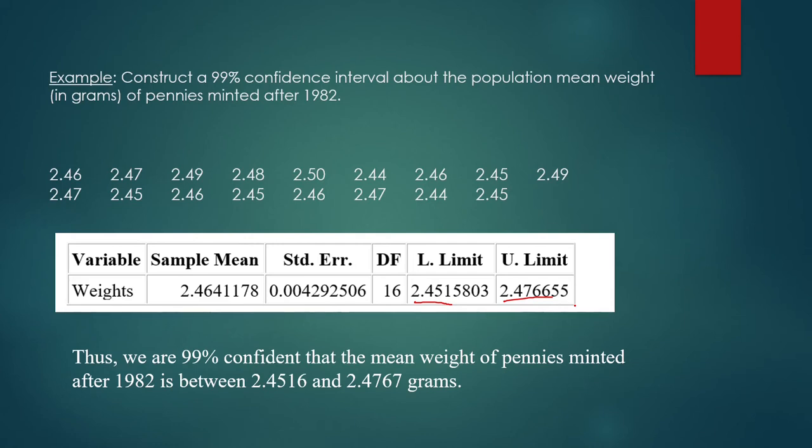Thus, we are 99% confident that the mean weight of pennies minted after 1982 is between 2.4516 and 2.4767 grams.